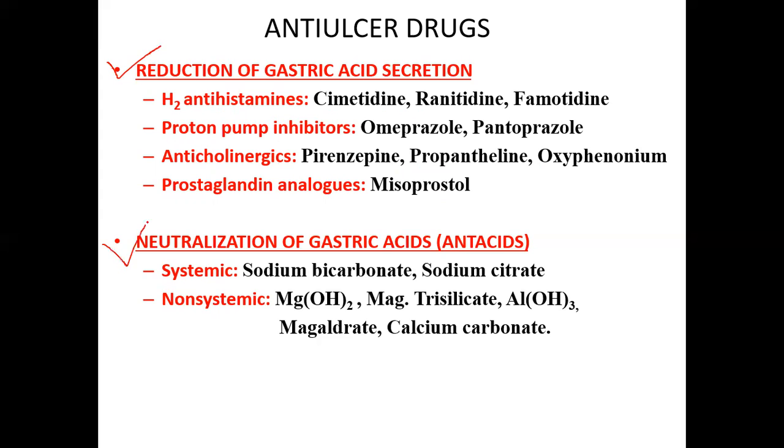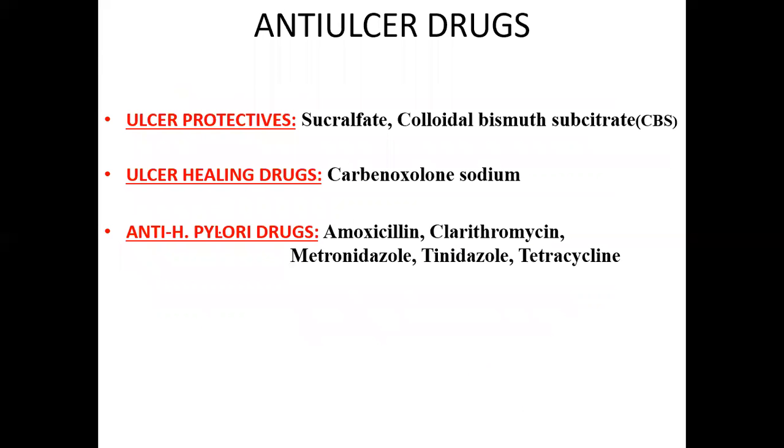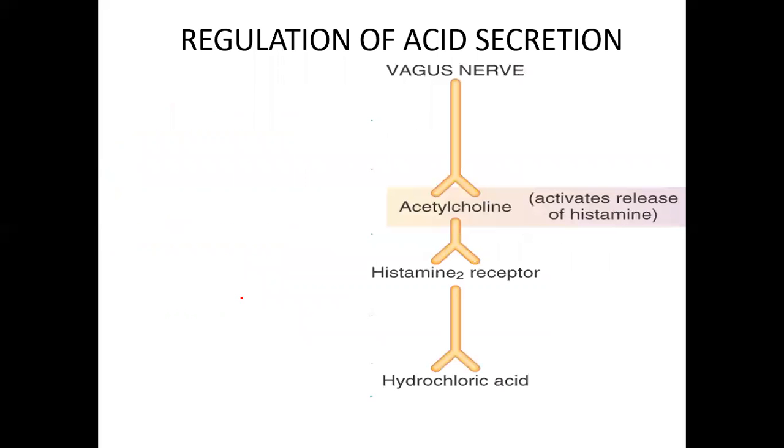We have another approach, that is neutralization of the gastric acid, where we use antacids, which could be either systemic, such as sodium bicarbonate or sodium citrate, or non-systemic, which includes magnesium hydroxide, magnesium trisilicate, aluminum hydroxide, magaldrate, and calcium carbonate. Or we could go for ulcer protective drugs. The drugs belonging to this class are sucralfate and colloidal bismuth subcitrate. We could use ulcer healing drugs such as carbenoxolone sodium, or we could use antimicrobials, which are mainly used as anti-H. pylori drugs, with a wide variety of drugs from different classes such as amoxicillin, clarithromycin, metronidazole, tinidazole, and tetracycline.